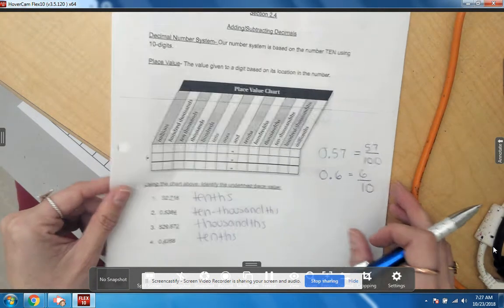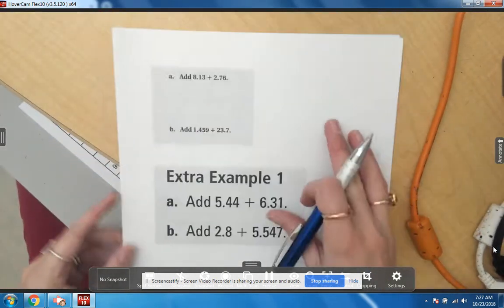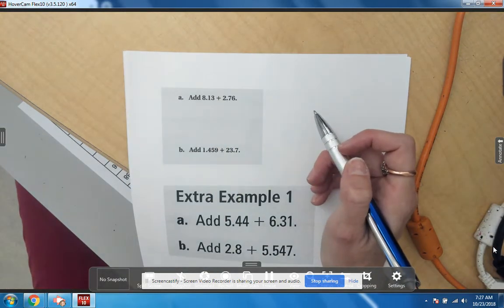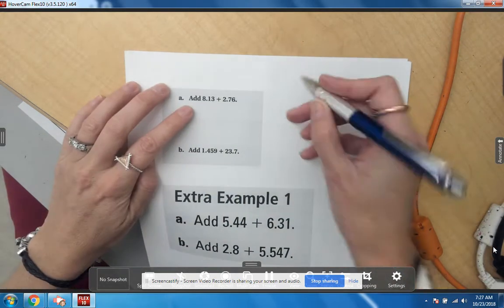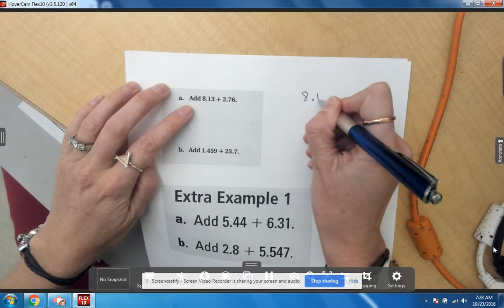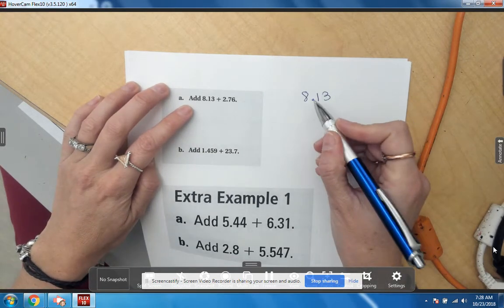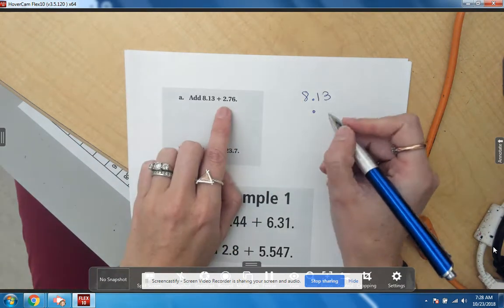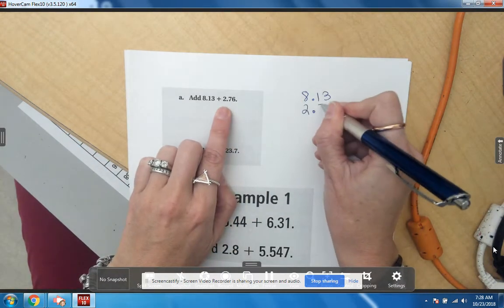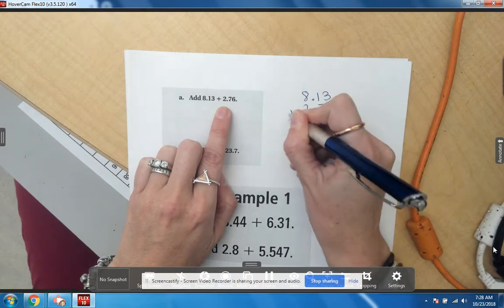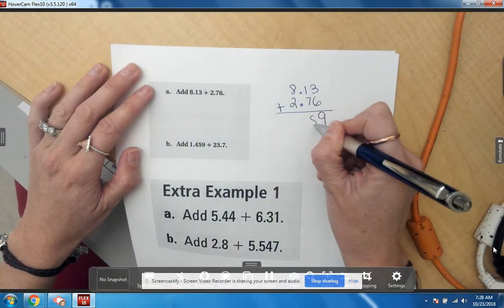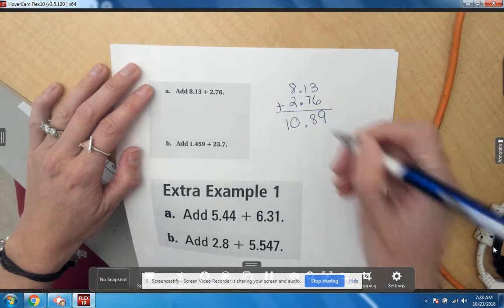So we're going to do adding and subtracting decimals for today. When you're adding or subtracting decimals, it is very important that you line up your place values. So for this one, I have 8.13. The decimal point and the place values have to be right below each other. So if this 8 is in the ones, the 2 that's in the ones has to be right below it. Okay, line it up, add like normal, bring the decimal point straight down. So 9, 8, decimal point, 10.